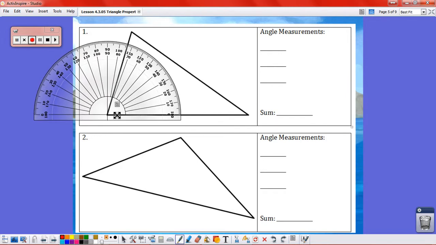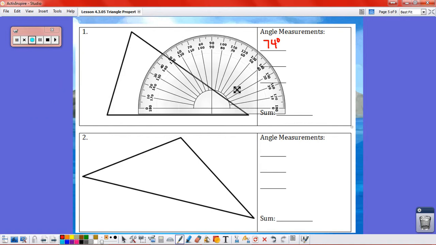So here's one. This angle is acute, and it goes through 74, we'll call it. This is one of them. It doesn't really matter which you put where. I didn't specify because I don't want to make it that complicated. Just measure each angle one time. As long as you have each angle, you'll be fine.